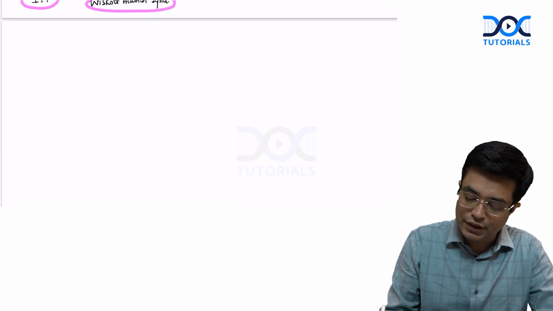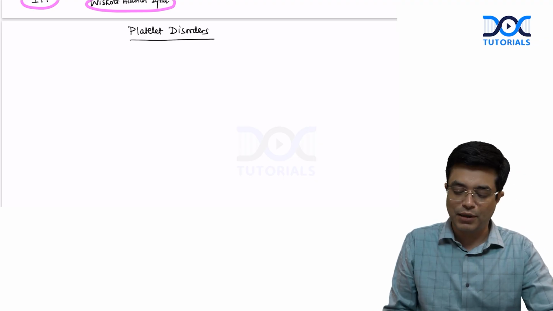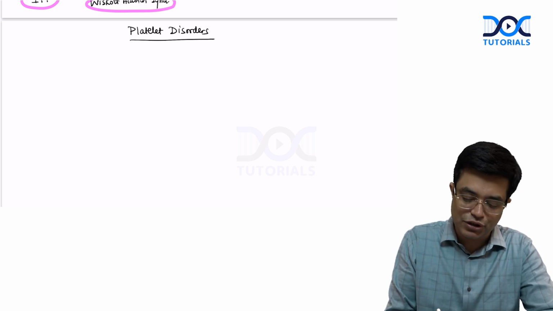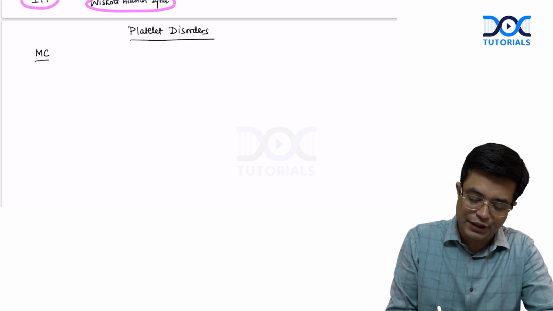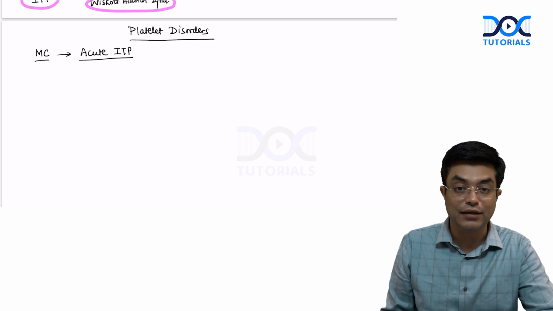Let us first talk about platelet disorders. So I'm giving the heading platelet disorder. I will be very brief. I will not go into the hematology part. I will go into the clinical part. In platelet disorder, the most common cause seen in children is acute ITP. Remember that chronic ITP is a disease of the adults.